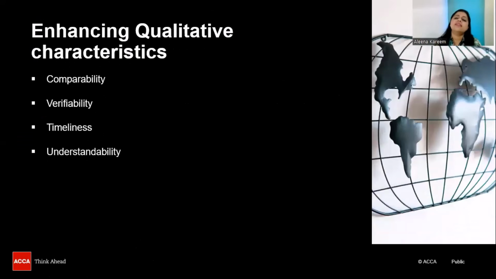Now we come to the enhancing qualitative characteristics. So once the information has been through the fundamental qualitative characteristics, they come in enhancing qualitative characteristics. So these are comparability, verifiability, timeliness, and understandability. Let's pick them up one by one. So if we are talking about comparability, comparability says that your information should be comparable, it should be consistent with your own past accounts also, and with similar companies in the industry as well.